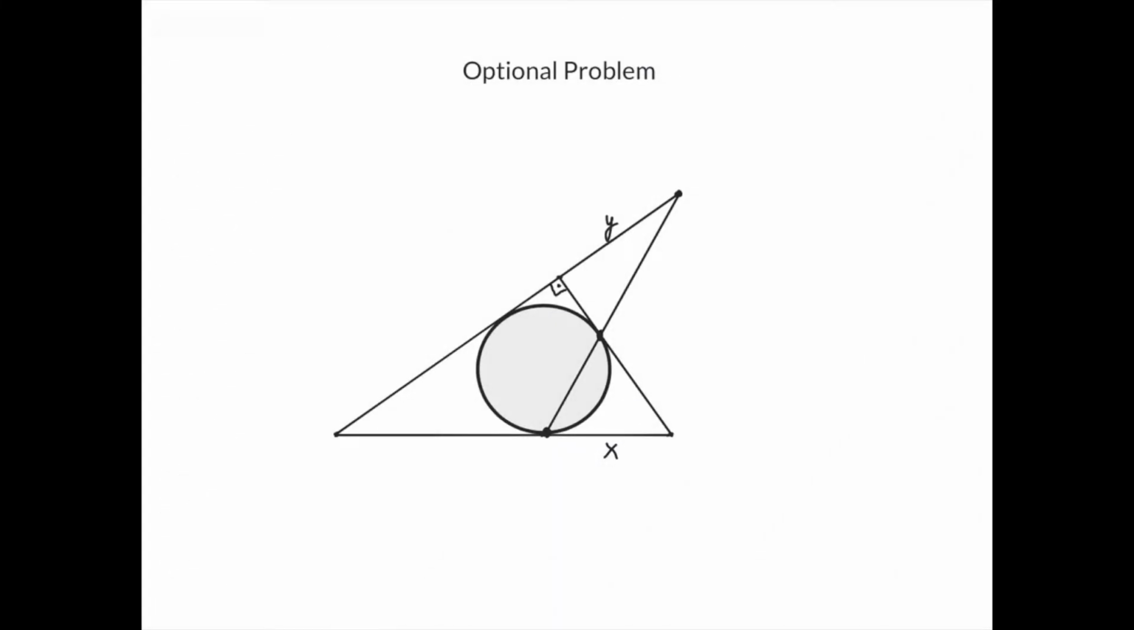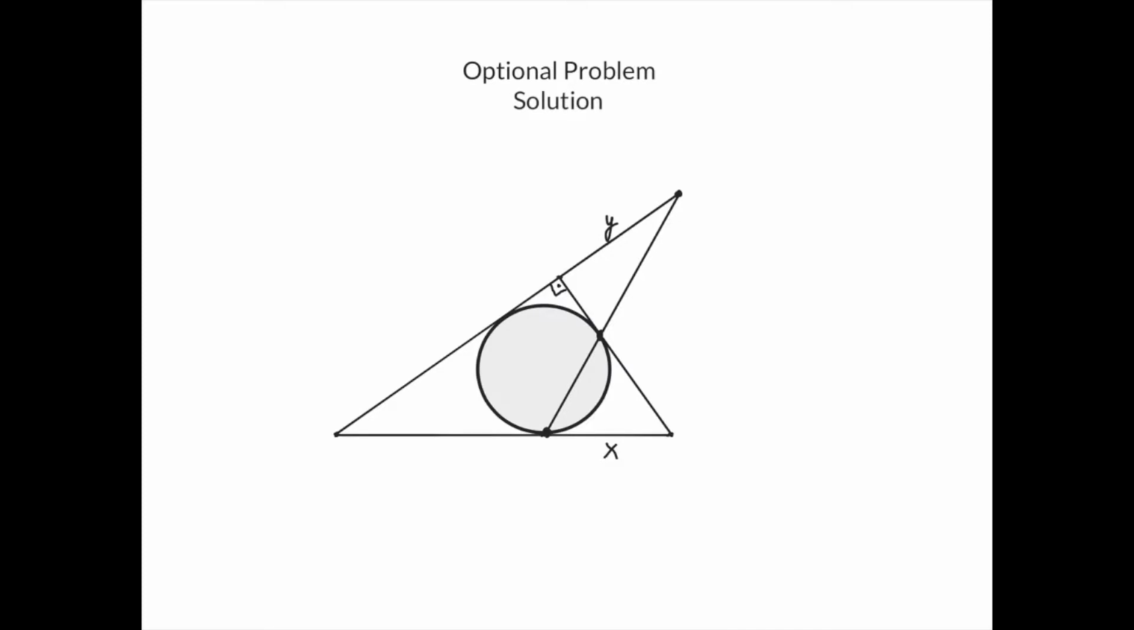The optional problem is we have a right-angled triangle, and this is its incircle. The 2 points of tangency here and here are connected with a line, and this line intersects this line at this point. Then we label this distance with y, and this distance with x. We need to prove that x equals y.